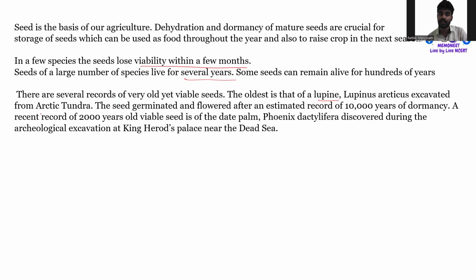They are from the Arctic tundra region. The seed germinated and flowered after an estimated record of around 10,000 years of dormancy. Dormancy in the sense of being under unfavorable conditions. That means the seed was present for 10,000 years and still retained its character.